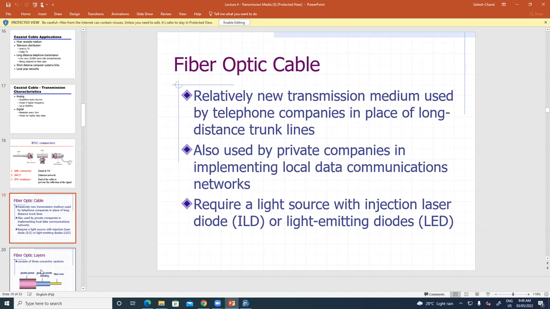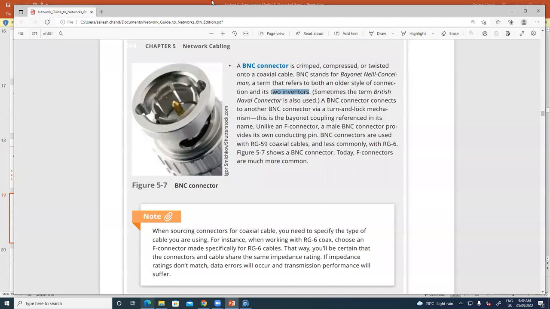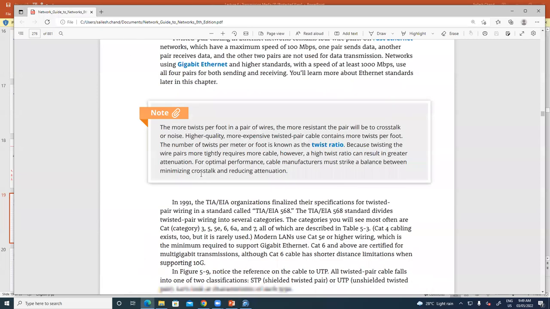Fiber optic cable is a relatively new transmission medium used by telephone companies in place of long distance trunk lines, and also used by private companies in implementing local data communication networks. It requires a light source with injection laser diode, that is ILD, or light emitting diodes. Just talking about that here.